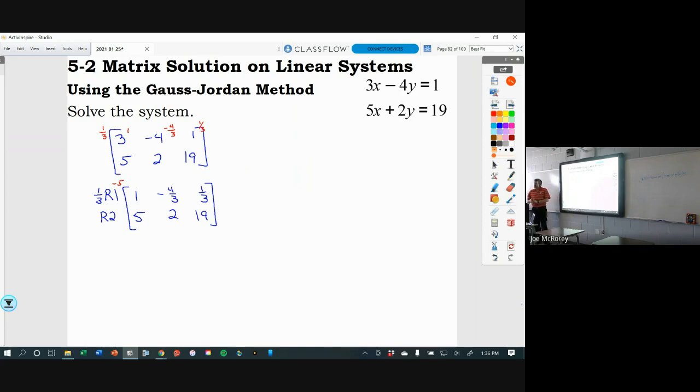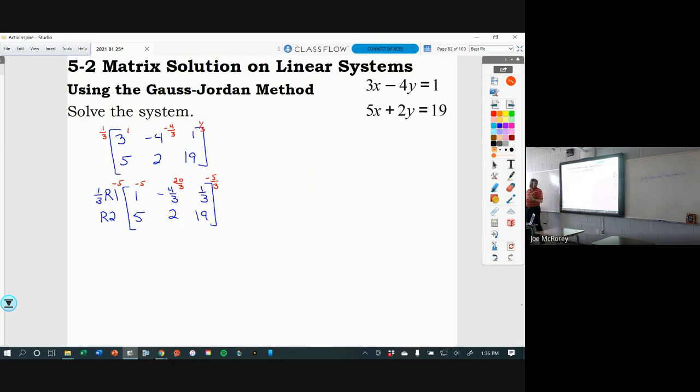Can you do that? It's an equation. Can I do that? Okay. If I multiply this first row by negative 5, 1 times negative 5 is negative 5. Negative 4/3 times negative 5 would be 20/3. Negative times negative is a positive. 5/1 times 4/3, multiply straight across, right? And negative 5 times 1/3 would be negative 5/3. Okay.